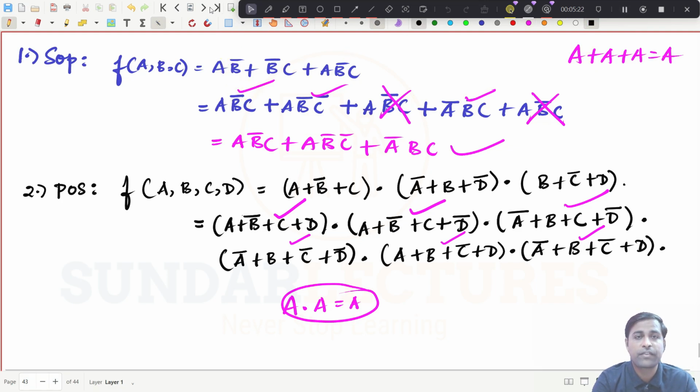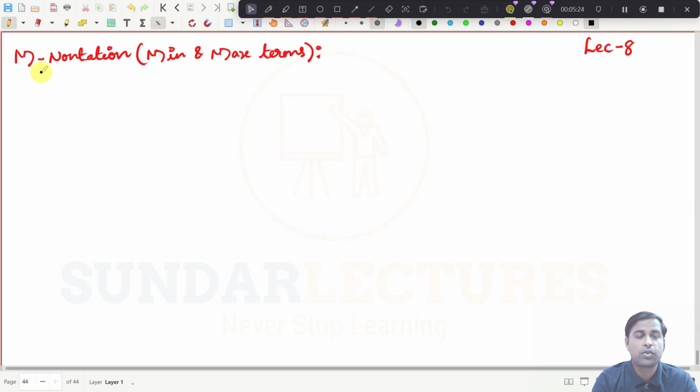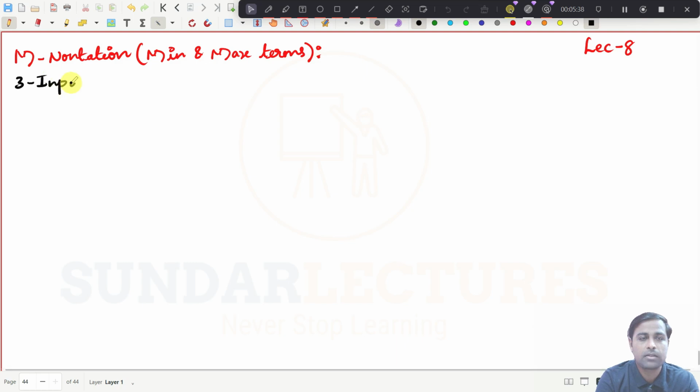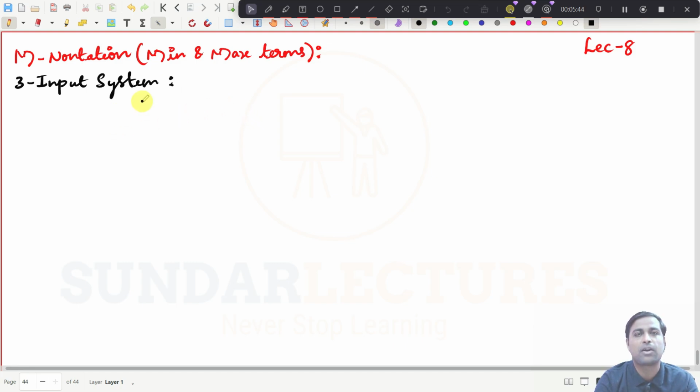Right. Now what we will do, we will go into M notations. What is M notation and what is the use of these M notations? So first, I will take a three input system. I am not skipping anything. I will draw with my own hand so that you can easily practice. So for a three input system, you have to put A and then B and then C, right? This is the three input system.